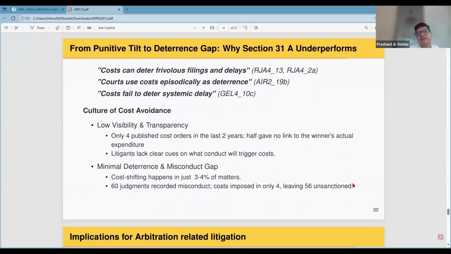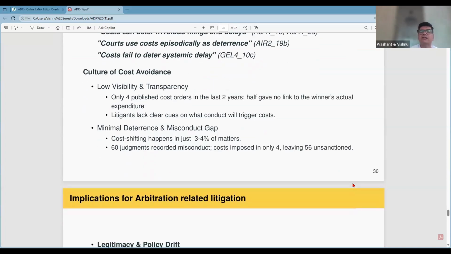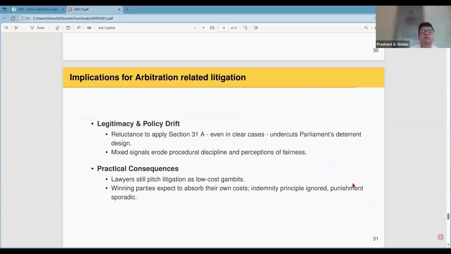So why is there a failure of 31A? Why does Section 31A underperform? We call it a culture of cost avoidance. There are only 4 published cost orders in the last 2 years, which means less than 4% of judgments. It's not that there were no judgments. There were judgments worthy of imposing cost, but in 56, there was no cost imposed.